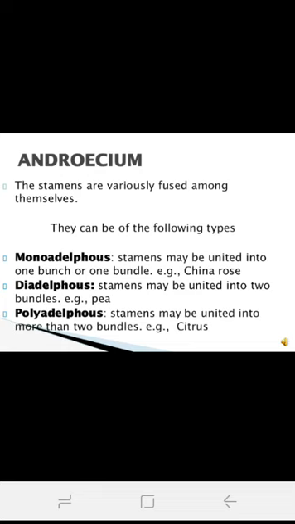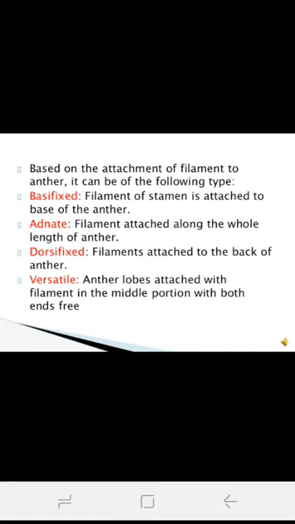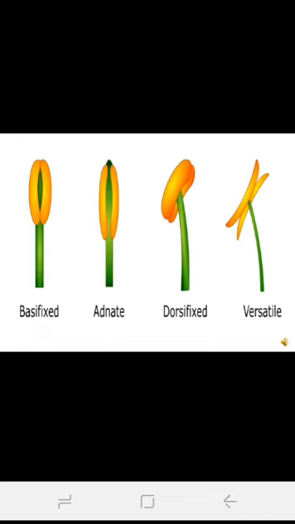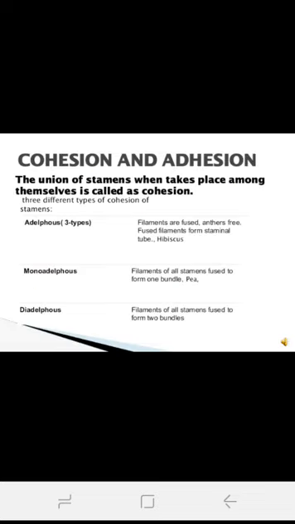So androecium is also classified into different groups. Based on the attachment of filaments to anther, they are basifixed, adnate, dorsifixed and versatile. So what is basifixed? This picture clearly indicates basifixed, adnate, dorsifixed and versatile anther. In the basifixed anther, you can see the filament attached at the base of the anther.